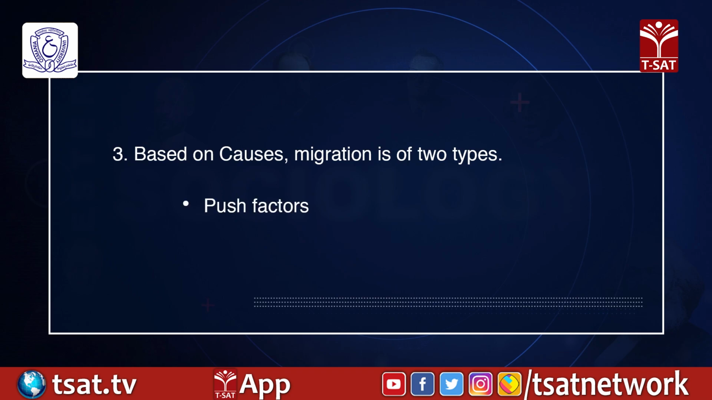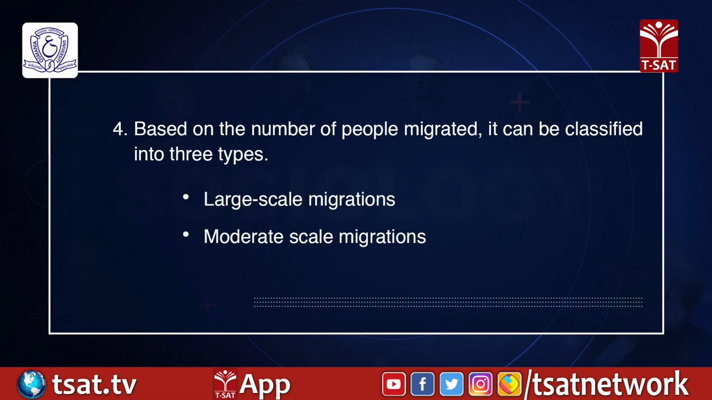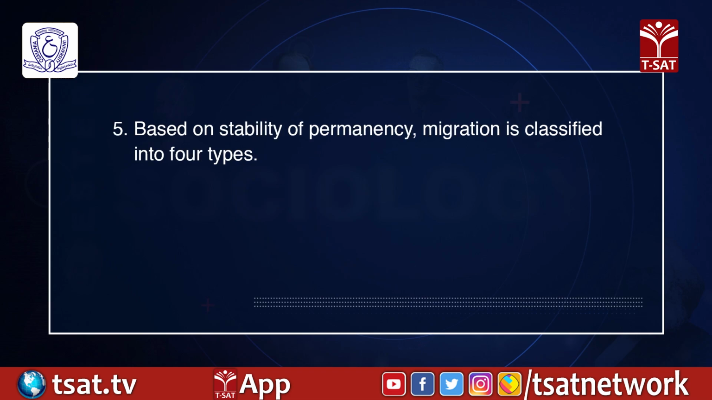There are push factors and pull factors. Based on the number of people migrated, it can be classified into 3 types: large scale migration, moderate scale migration and migration on minor scale. Based on the stability of permanency, migration is classified into 4 types.